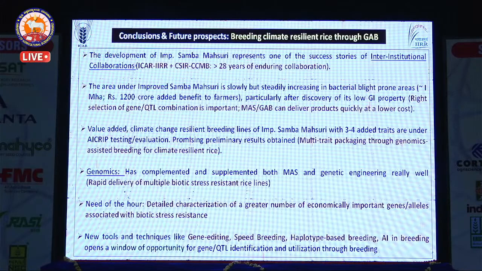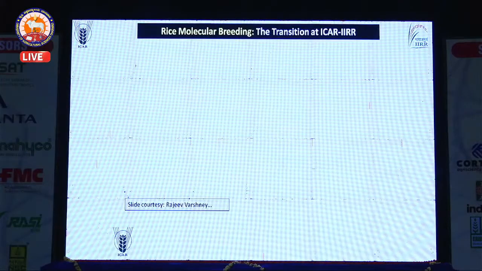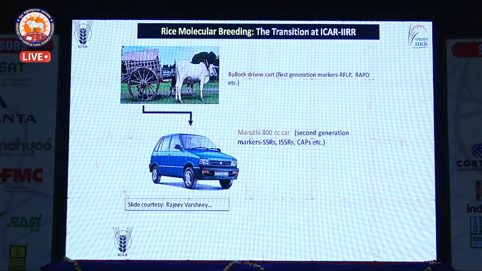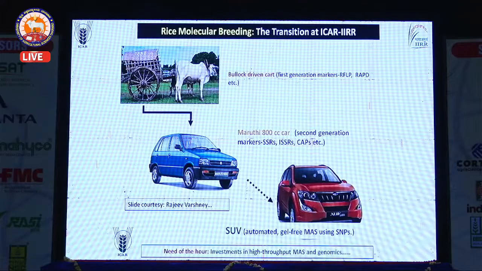But finally, I would like to mention here that we started our work like a bullet cart. We were using RAPDs, ISSRs and other markers for breeding for biotic stress resistance. When I joined, I started a program for marker-assisted breeding, and we were using a few markers like SSRs, ISSRs, CAPs and all. And now my team is traveling wherein we are involved in deploying high-throughput genomic tools, not only for gene identification but also for gene deployment.